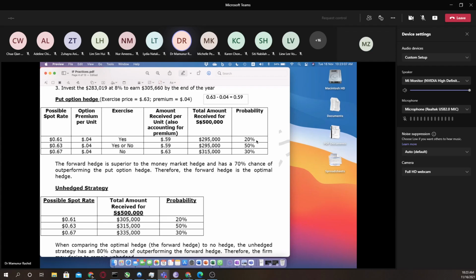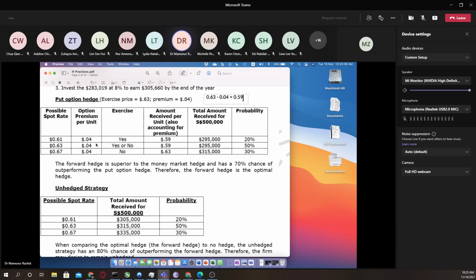Probability is 20%. Second one, 0.63 minus 0.04, exactly similar to our exercise price. So your decision is either you can accept or not. My suggestion is we accept, because the contract is fixed and the spot rate is not fixed. So the contract is more secure, so we'll exercise the contract. 0.59 is fixed because it is the contract, and 295 is a fixed figure at 50%.